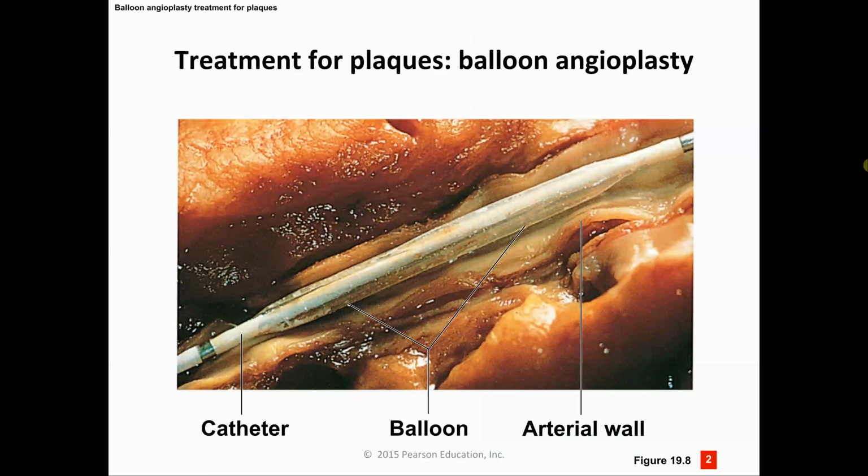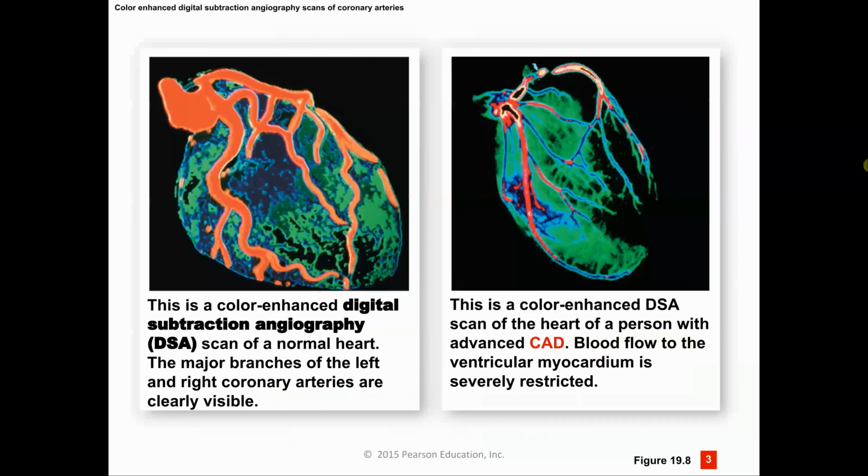And then this is a heart here that has normal, unconstricted blood flow. So all in red, you can see those coronary arteries. And then this is a person who has a constriction in one of their coronary arteries. You can see there's quite a bit less blood flow. And then where's that blood going to?